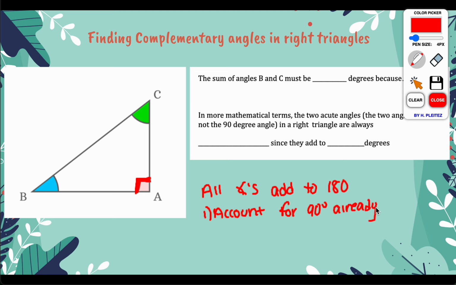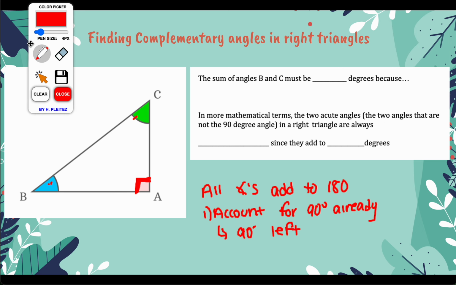So we're already accounting for 90 degrees, which means that we have 90 degrees left to account for between the other two angles in here. So again, in any example, no matter what your right triangles look like, what you should notice is that the sum of angles B and C, and it might not always be the same letters, but the sum of any two angles other than the right angle has to be 90 degrees. And the reason is what we wrote down here: all angles in a triangle add to 180. We already account for 90 degrees, which means the other two angles have to add to 90.